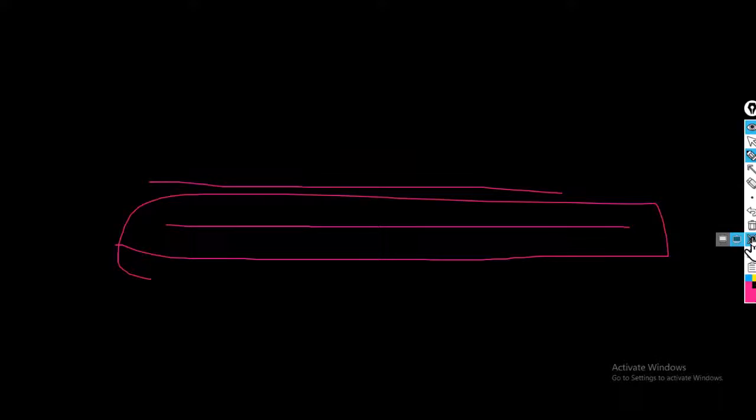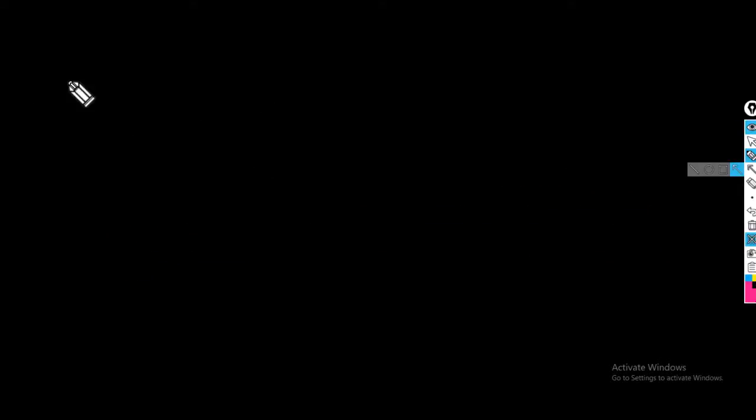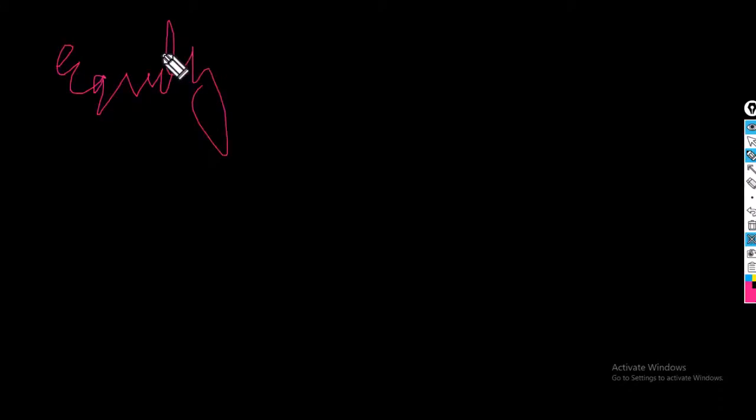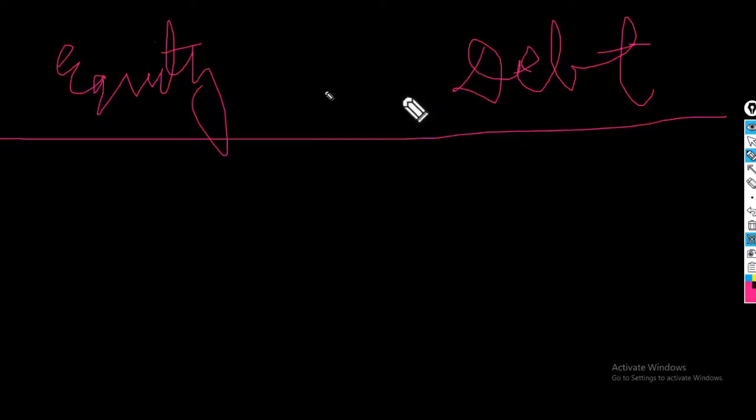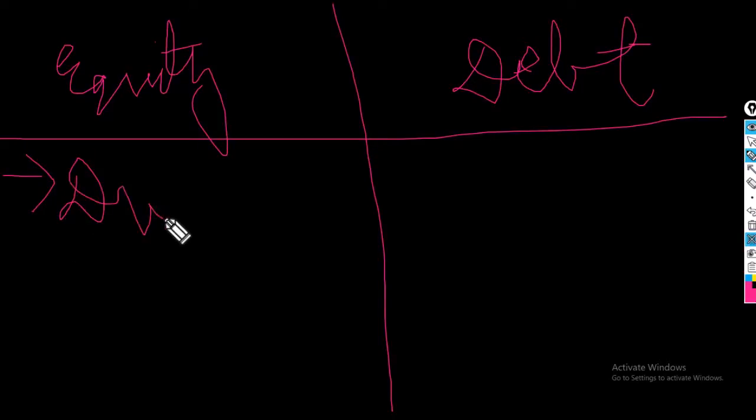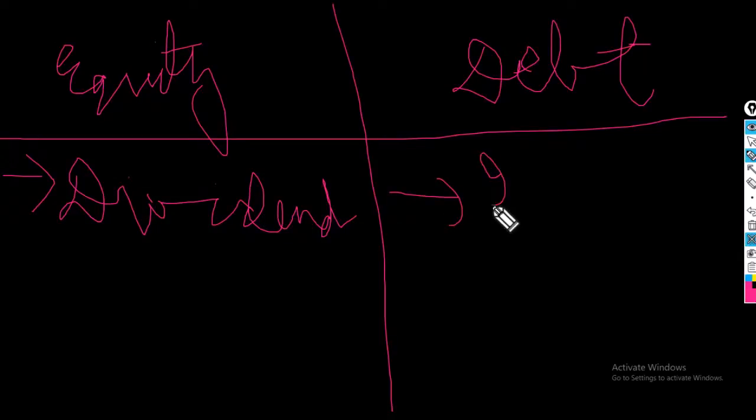Okay, there is my blackboard. Right here if we have equity and right here if we have debt. So both are our liabilities. But for equity, what do we have to pay back? That is the dividend and profits. And for debt, what do we have to pay back? We have to pay interest.